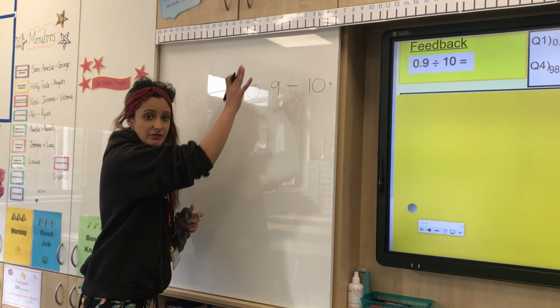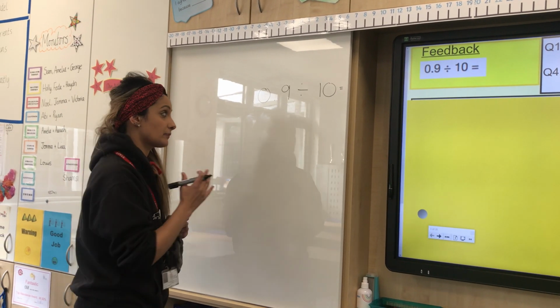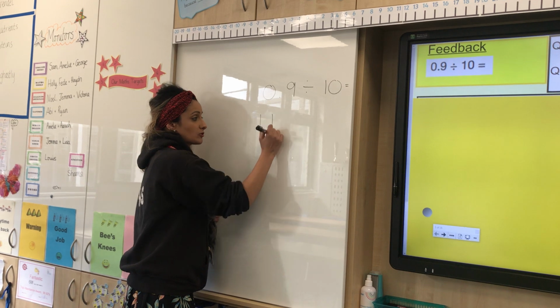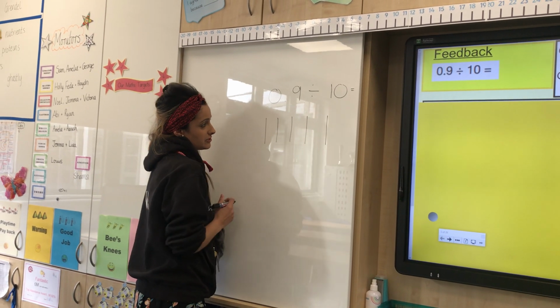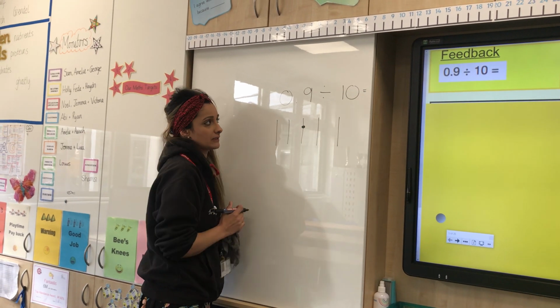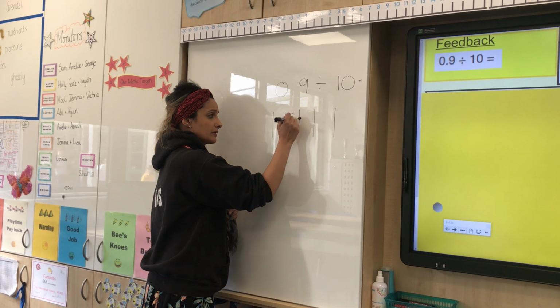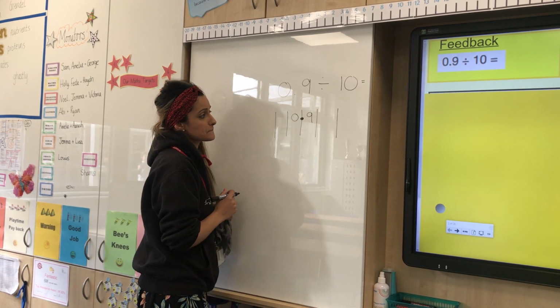For some children, they'll visually be able to see that and they will move the numbers accordingly. For other children, they won't see that, and we would encourage them to draw a place value grid. So I tend to ask my children in my class to draw 5 lines and draw a decimal point on that middle line. We then put 0.9 into our place value grid, which would go here.